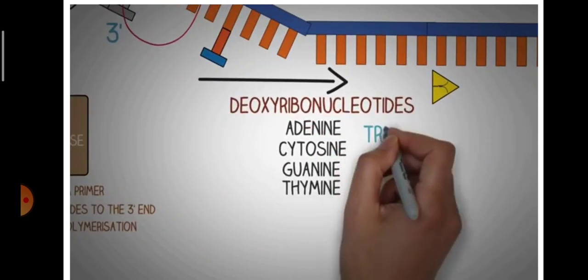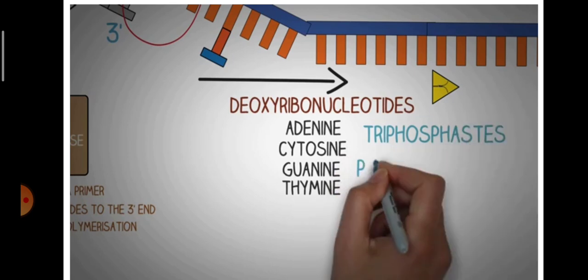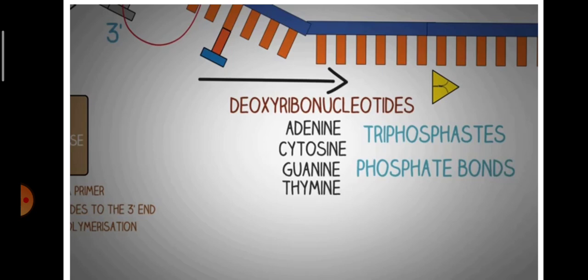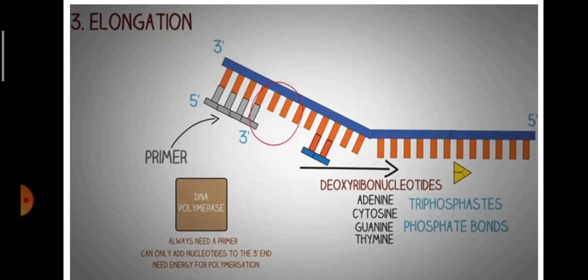The DNA polymerase also requires energy for this polymerization reaction, which it basically gets from breaking the phosphate bonds present between the triphosphates of the deoxyribonucleotides. These phosphate bonds are high energy bonds, which when broken provide the energy for this polymerization reaction.